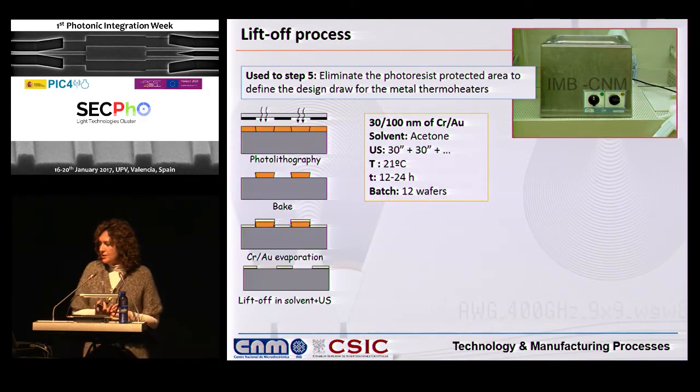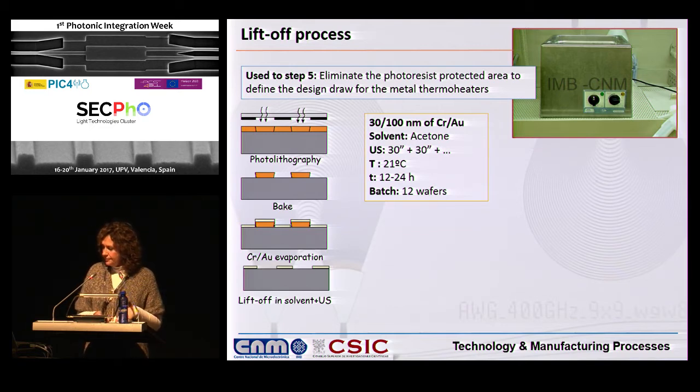And the last process we talk about is the lift-off process. It is the process to define the metal thermoheaters. The lift-off process works a little bit differently from the other processes because it's an additive process, not a subtractive one. So you first put the photoresist, then you put the metal on top, then you remove the photoresist, and then you have the drawing on the wafer.